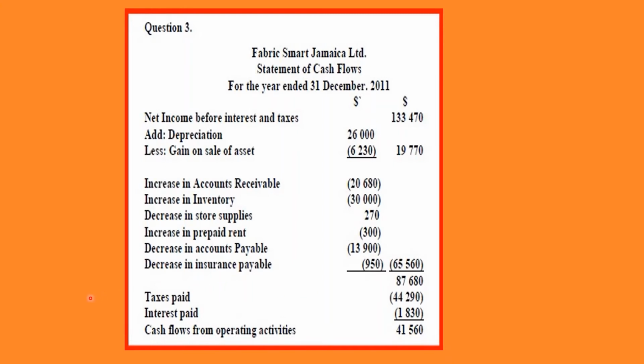To that we add back the taxes that were paid. Sorry, that should be we take out the taxes that were paid because that's an outflow of cash, 44,290, and then the interest paid 1830. We just calculated that. You can flip back in the video and look at it, and that will give us our cash flows from operating activities, which is one of the figures that they ask us to calculate.